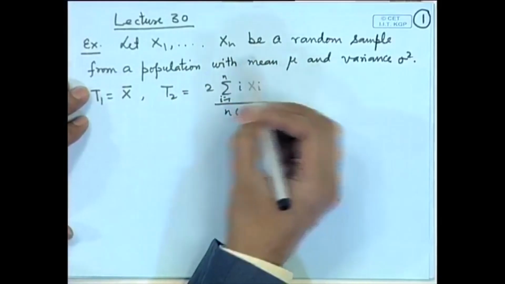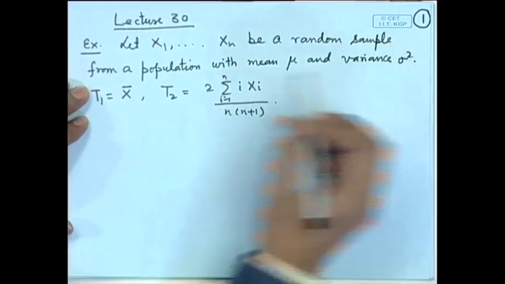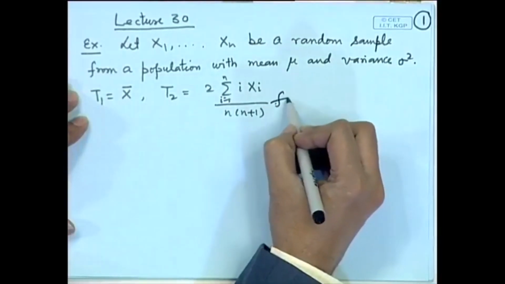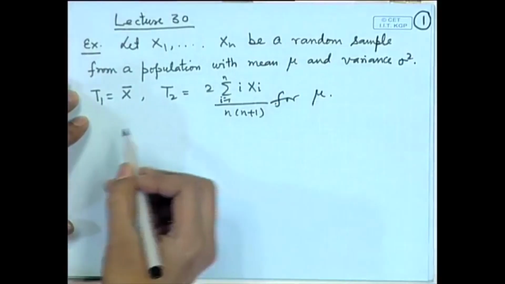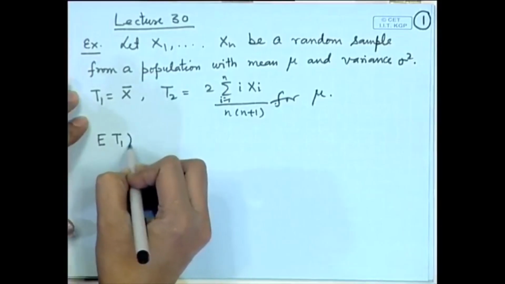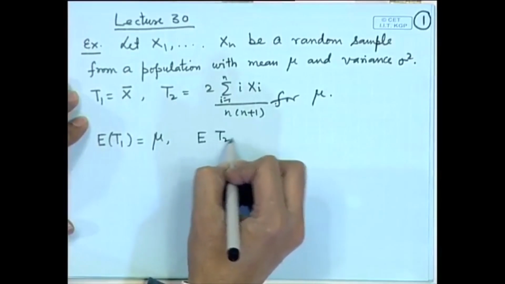Let me give one example here. Suppose we have a random sample from a population with mean mu and variance sigma square. Now, let us consider estimators T1 and T2 for mu. Let us see, what is the expectation of T1? Naturally, it is equal to mu. What is the expectation of T2?